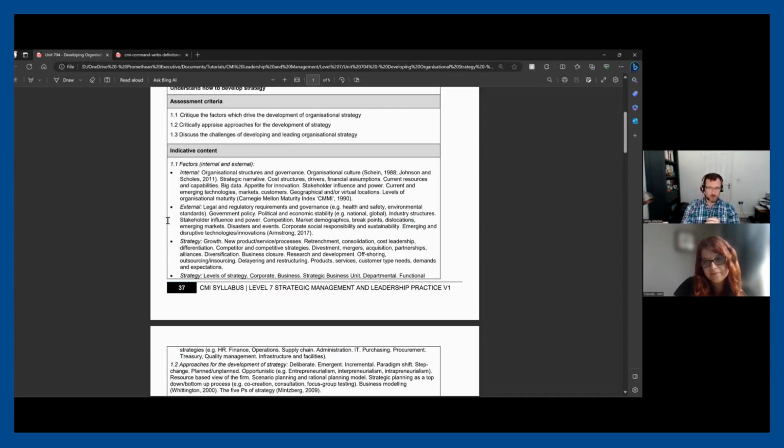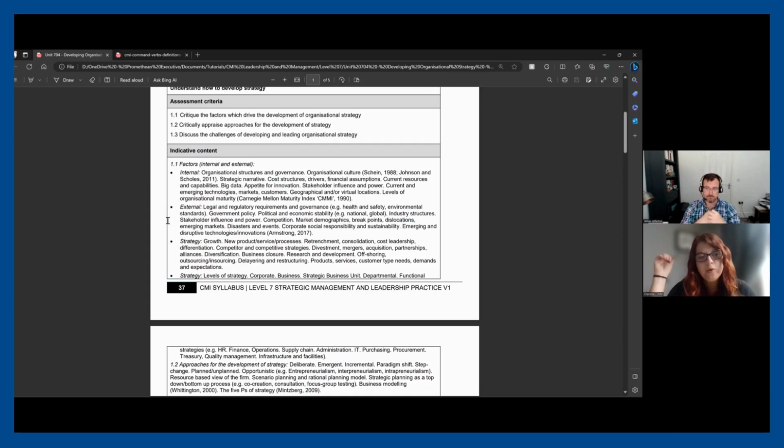So hopefully that helps a little bit, just to give an overview of approaches to 1.2, but it's really important that we perform that critical appraisal on several approaches to how we might develop strategy differently. As long as we hit those metrics, I think that's probably where we need to be for this question.